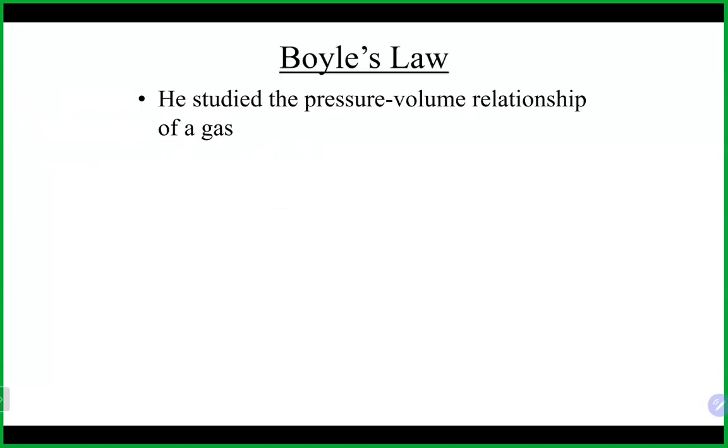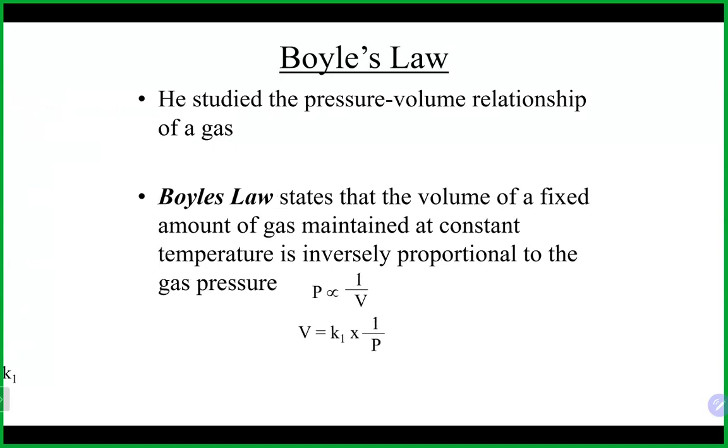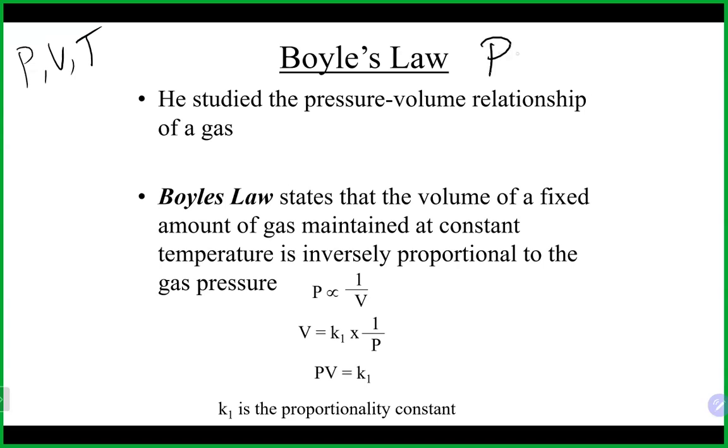So let's talk a little about some of our gas laws here. And the first one we're going to look at is Boyle's law. When we talk about gas laws, there are 3 variables that we oftentimes come across, which are pressure, volume, and temperature. And in a lot of cases, we may only be looking at 2 of these variables and keeping the other one constant. And that's what Boyle did. Boyle's law looked at the relationship between pressure and volume, and it kept temperature constant.